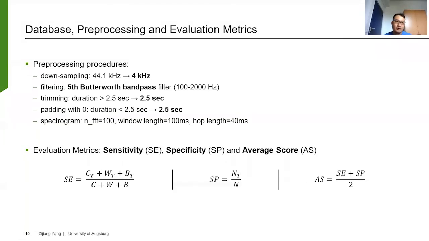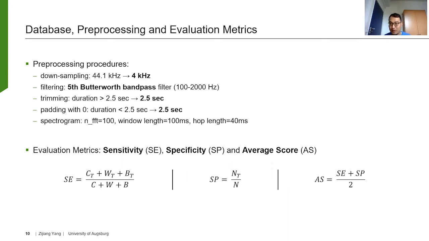We followed the same preprocessing procedures as state-of-the-art work, including downsampling all audio files from 44.1 kHz to 4 kHz, and applying a 5th-order Butterworth bandpass filter to keep the information between 100 and 2000 Hertz. Besides, we trimmed all audio files longer than 2.5 seconds to 2.5 seconds, and padded all audio files shorter than 2.5 seconds to 2.5 seconds.